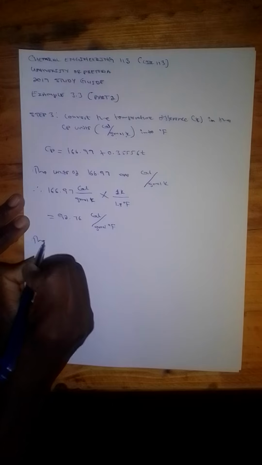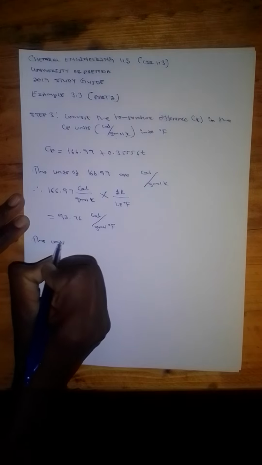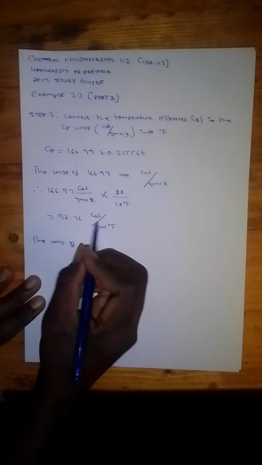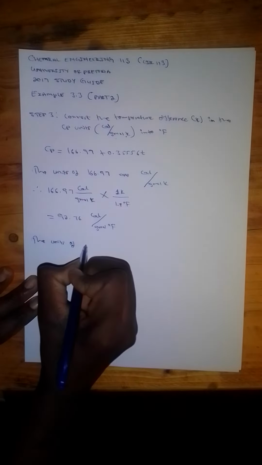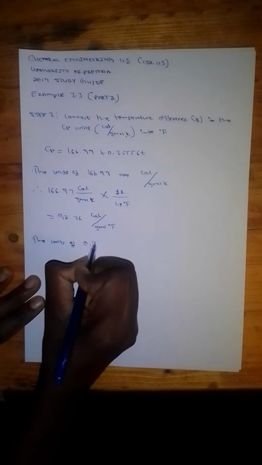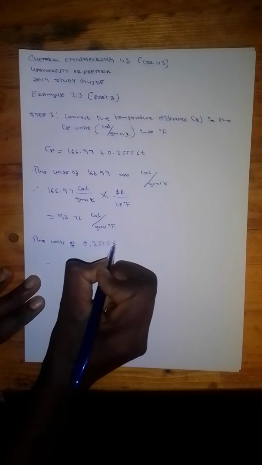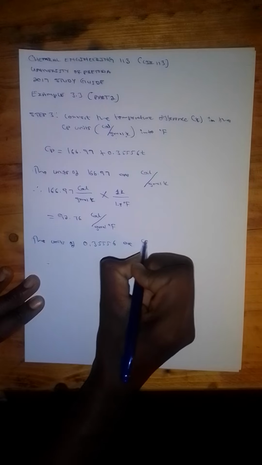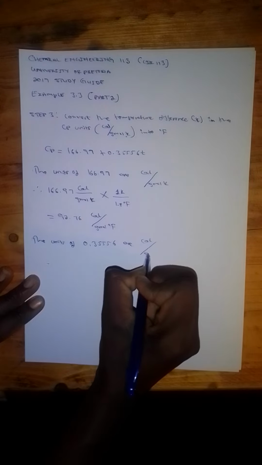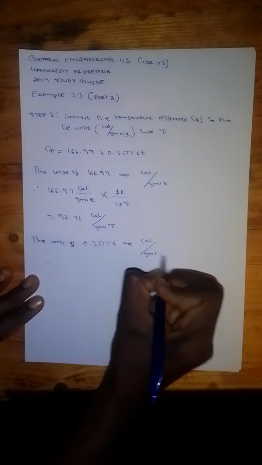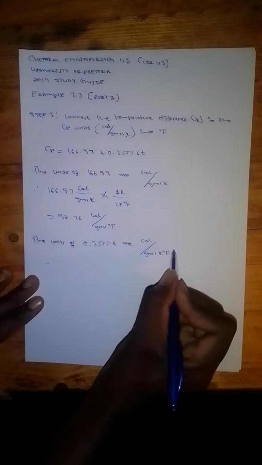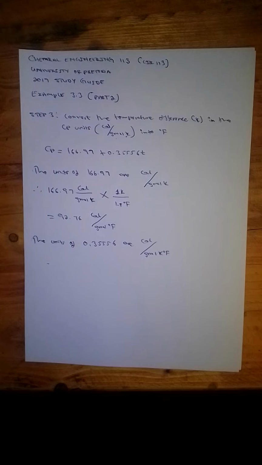And we can say the units of this number here, 0.35556, are calorie per gram mole Kelvin degrees Fahrenheit. So there are two temperatures here. So why are there two temperatures?